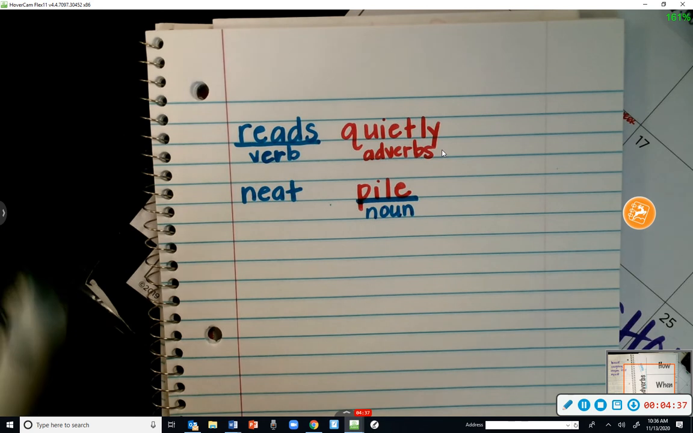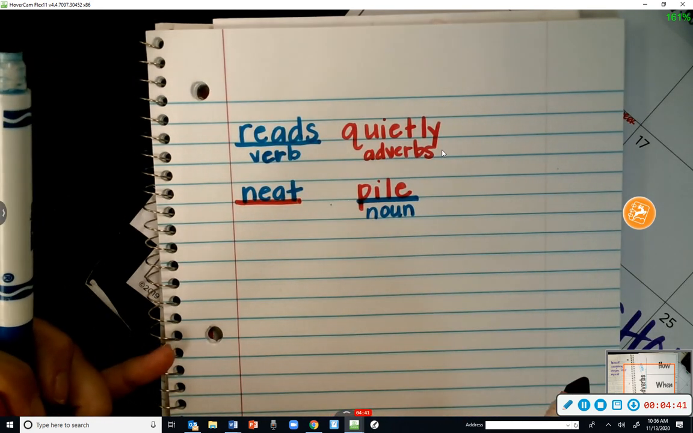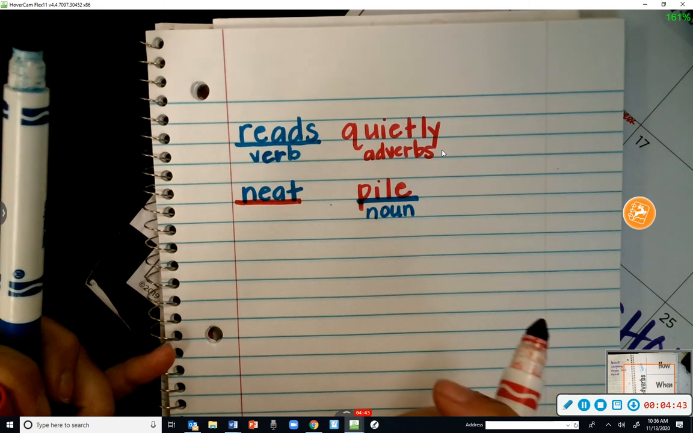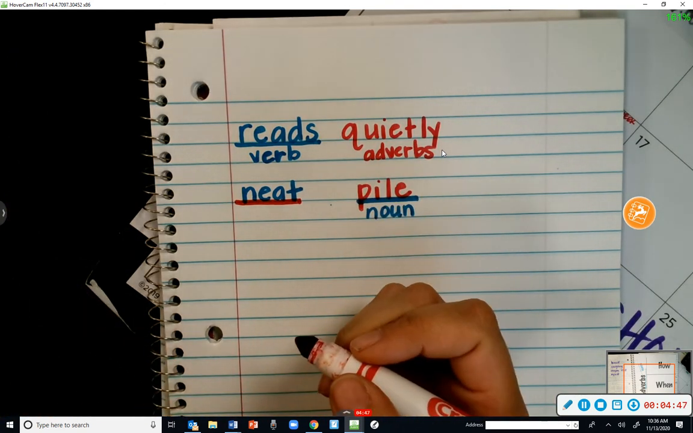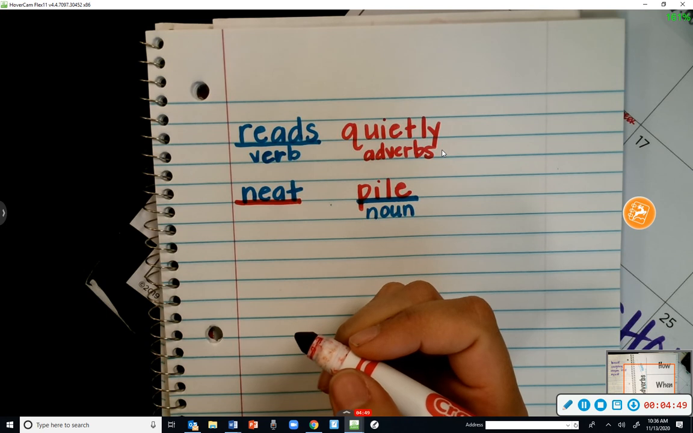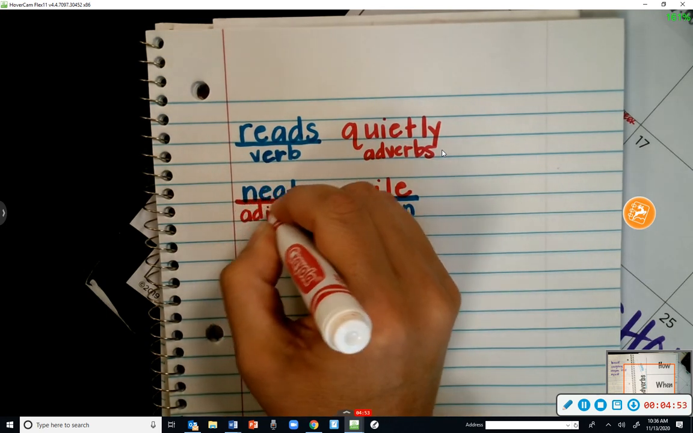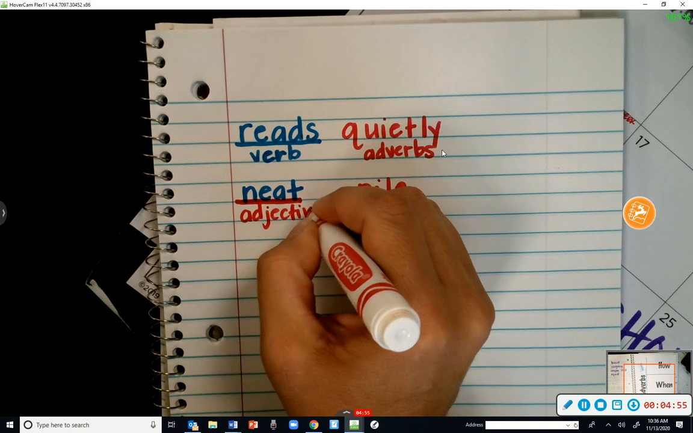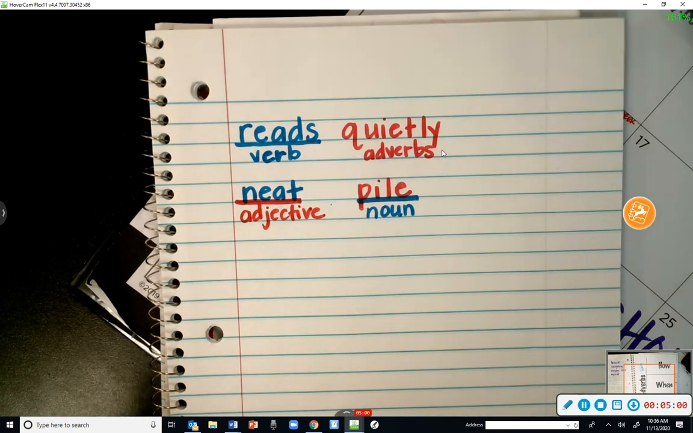Okay? What types of words describe nouns? Evangeline? Aaliyah? Adjectives. Adjectives describe nouns. Adverbs describe verbs.